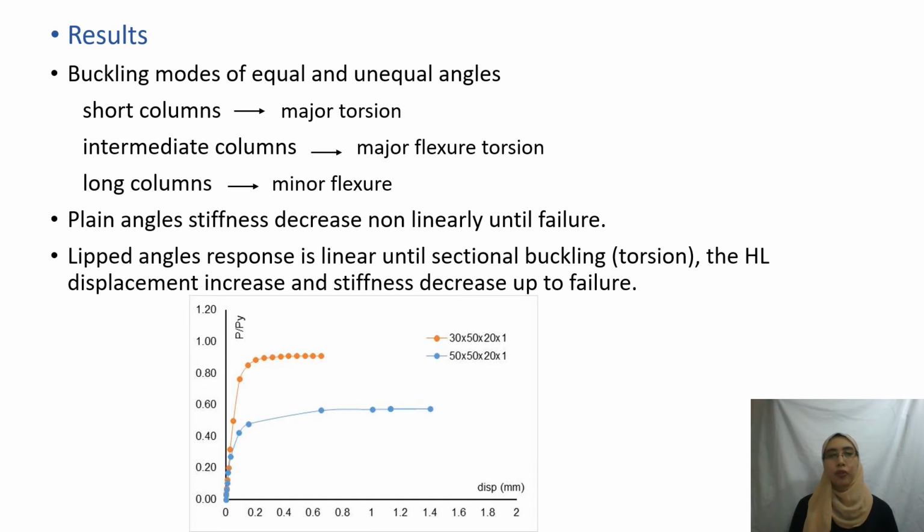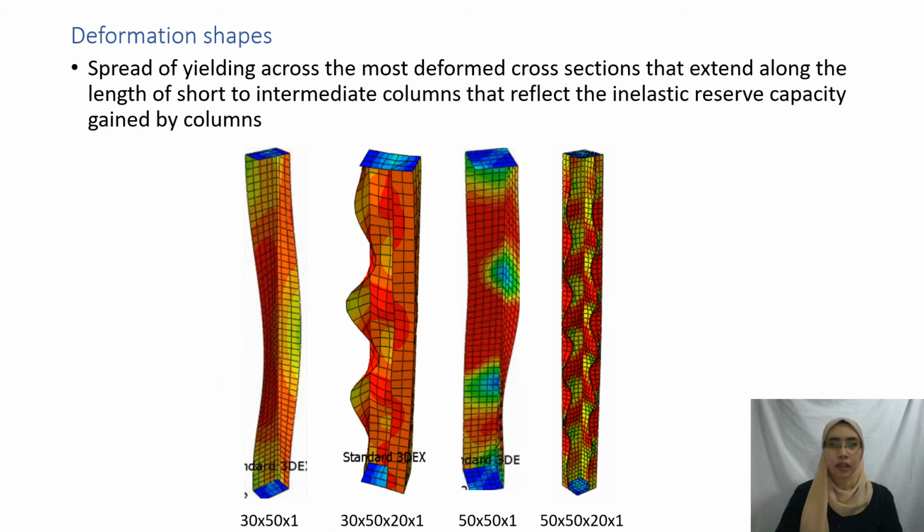Load deflection curve for lipped angle sections. Structure response is linear until sectional buckling, which is torsion or local. Then the horizontal displacement increases dramatically and the stiffness decreases up to failure. For plain angles, the stiffness decreases nonlinearly until failure. The deformation shapes show spread of yielding across the most deformed cross-sections that extends along the length of short to intermediate columns, which reflects the inelastic reserve capacity gained by columns.